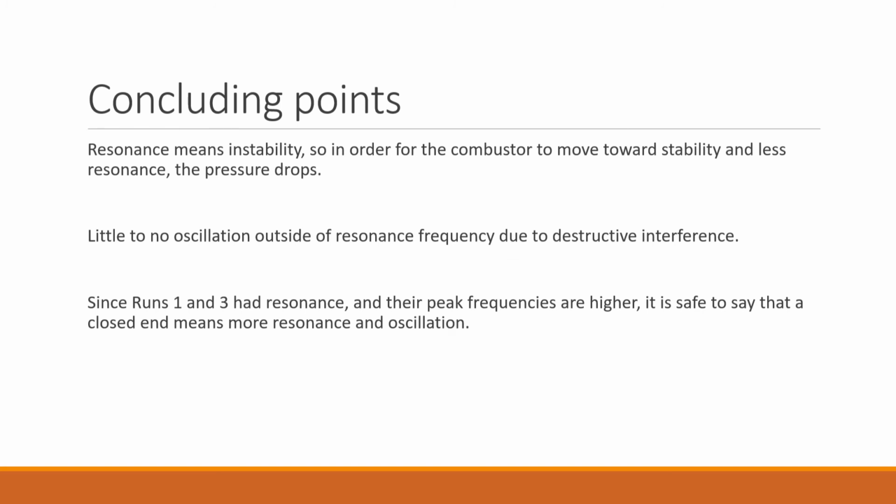Some quick concluding points. Resonance means instability, right, because of oscillations going on. So in order for the combustor to move towards stability and less resonance, the pressure drops. There's little to no oscillation outside of resonance frequency due to destructive interference. And lastly, since runs 1 and 3 had resonance and the peak frequencies are higher, it's safe to say that a closed end means more resonance and oscillation. So that means we can also say runs 2 and 4 had less resonance and oscillation, which would mean that they were more stable, which means it's more optimal for combustion.